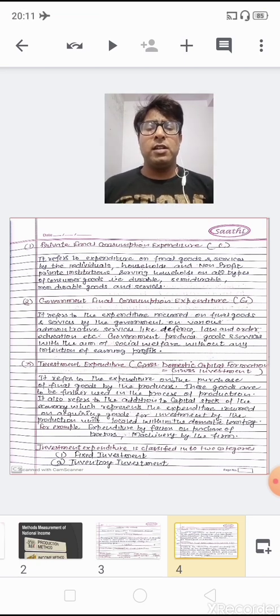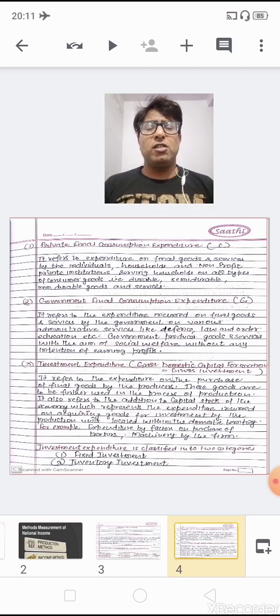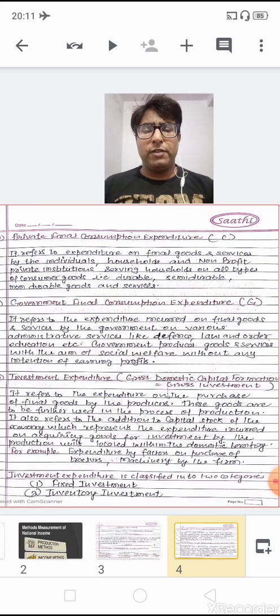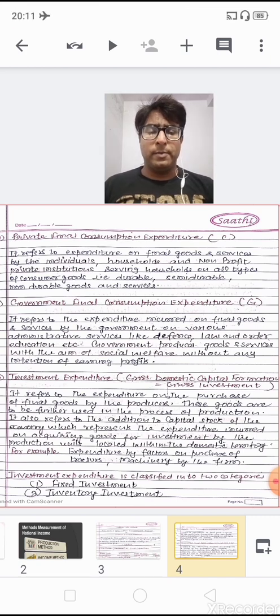Now third, children, is investment expenditure, which we call gross domestic capital formation, or it is also known as gross investment. So children, what is investment expenditure? It refers to the expenditure on the purchase of final goods and services by the producers.